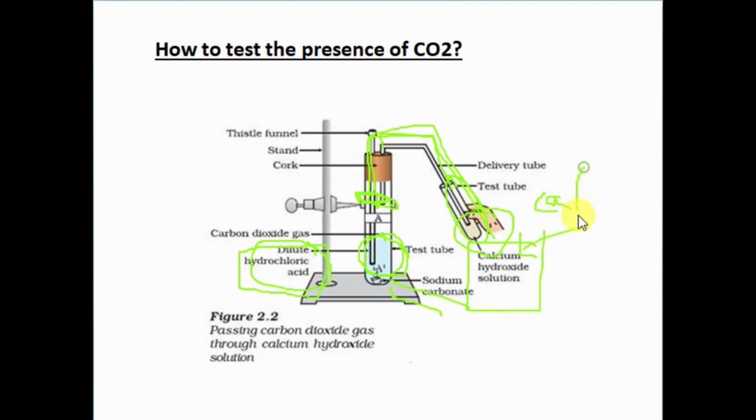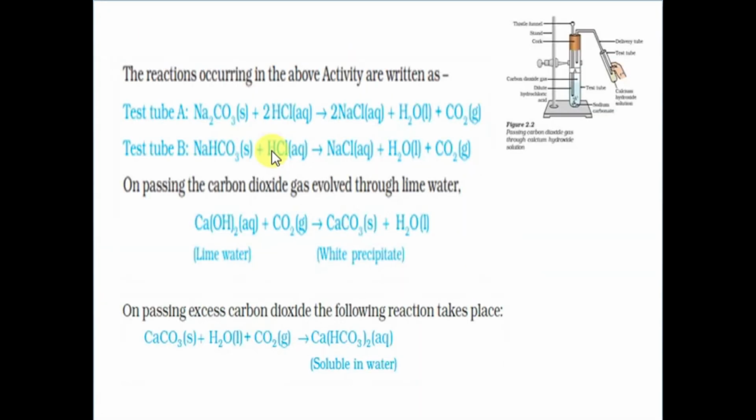Ca(OH)2. Okay, so this has been formed here, and because of the formation of this, we have white PPT. Now in the other reaction, we'll see what reaction is taking place. So here we'll see that Na2CO3 was there, HCl was there.